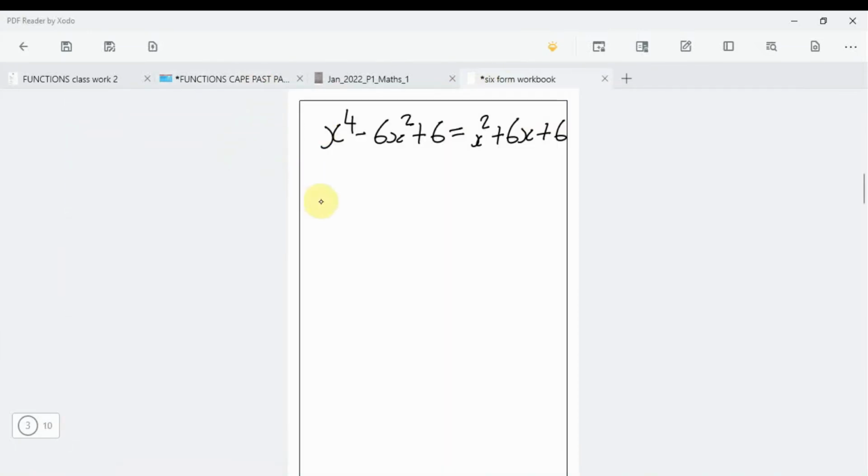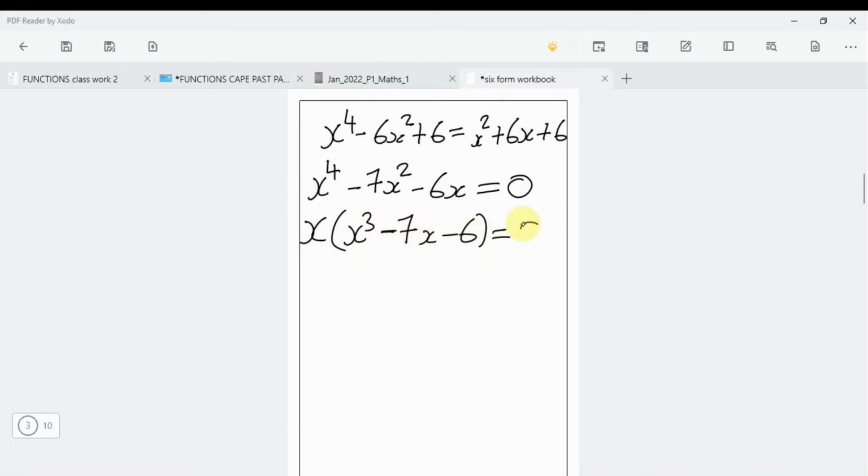So if we bring everything to one side, we're going to have x to the 4 minus 7x squared. We brought over this x squared over here. Now we can bring over the 6x to have minus 6x. And when we bring the 6 over to this side, the 6 and the 6 cancel, and this is equal to 0. So if we factor out x, then what we're going to be getting is x cubed minus 7x minus 6 equal to 0.